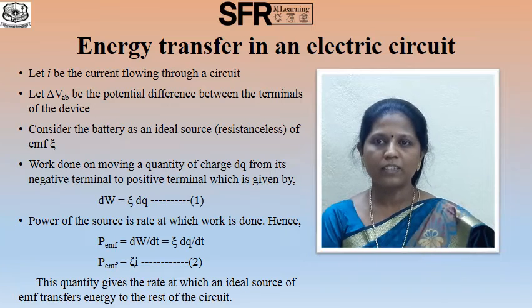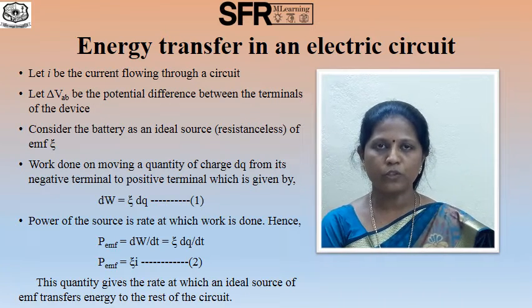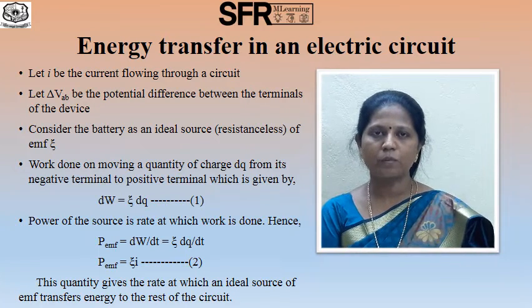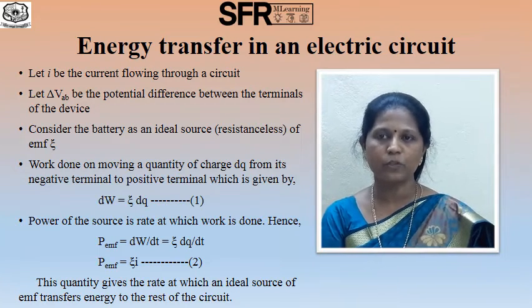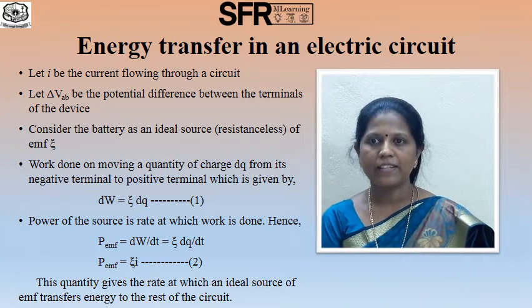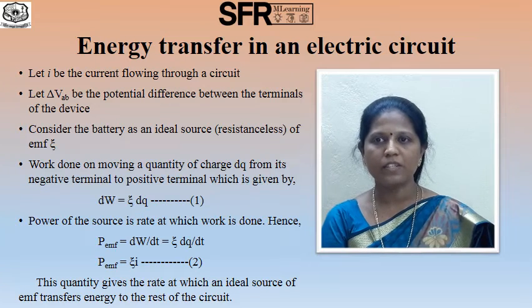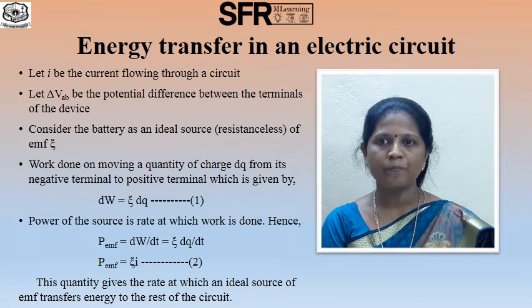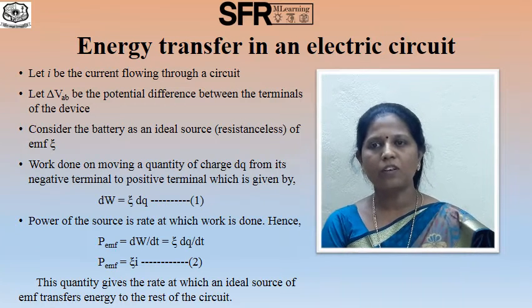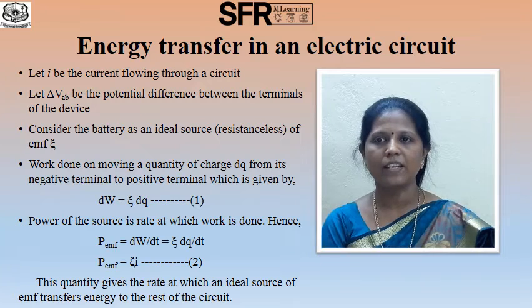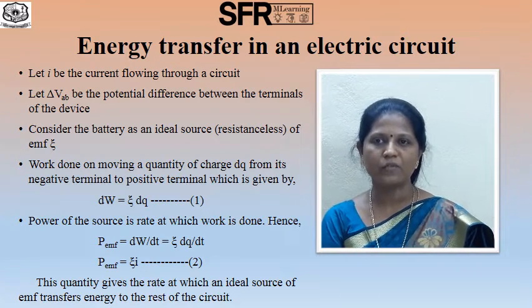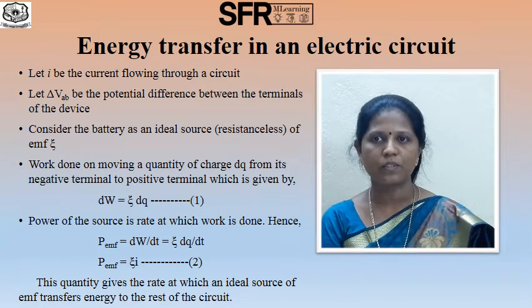Let the work done on moving a quantity of charge dq from its negative terminal to the positive terminal be dW, which is equal to ψ dq. The power of the source is the rate at which work is done. Hence the power of the EMF is dW/dt, which is equal to ψ dq/dt. So the power of the battery is given as ψI. This quantity gives the rate at which an ideal source of EMF transfers energy to the rest of the circuit.